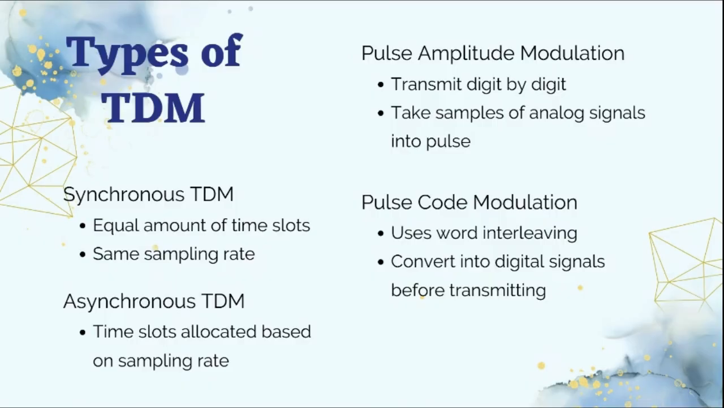Moving to PAM and PCM, which is pulse amplitude modulation and pulse code modulation. For PAM, the message signals will be transmitted digit by digit, which is only a bit by a bit. So for PAM, it will take samples of analog signals and convert it into pulses when transmitting. While for pulse code modulation, it uses word interleaving, which means a group of bits will be transmitted in each time slot. The signals will also be converted into digital signals before transmitting for PCM.